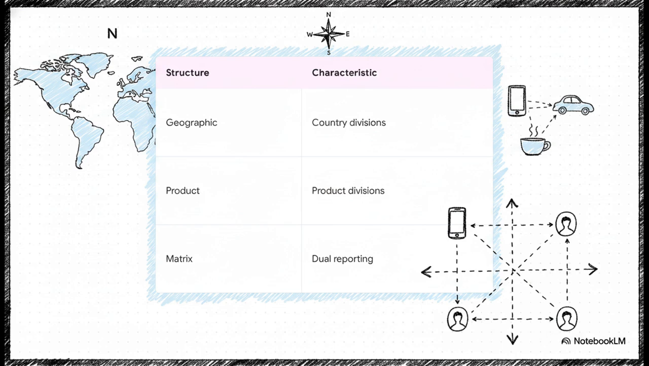But the matrix structure? That is where things get really fascinating. It uniquely forces collaboration across borders because employees actually report to both a functional manager and a project manager at the same time. Imagine having two bosses, one in your home country overseeing your region, and another halfway across the world leading your product line globally. It sounds totally chaotic, and honestly, it often is. But that forced creative tension is absolutely essential to pull off that complex transnational strategy we discussed a minute ago.